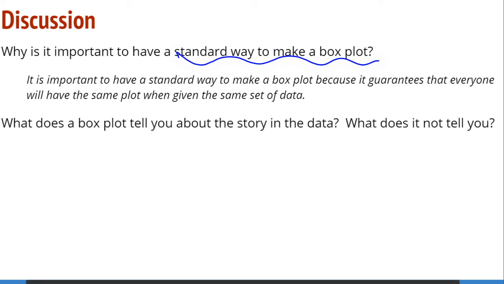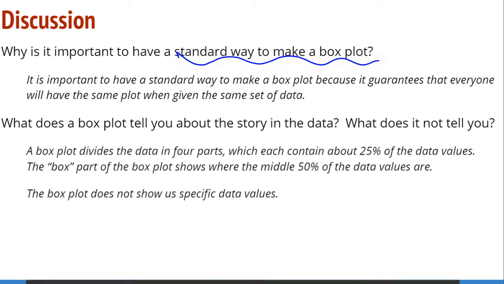Now, what does a box plot tell you about the story of the data? And what does it not tell you? We'll look at this, and then I'm going to back up a slide and take a look at the box plot. A box plot divides the data into 4 parts. Each part will have about 1/4 or 25% of the data values. The box part of the box plot shows where the middle 50% of the data values are. We have the middle half of the data inside the box.